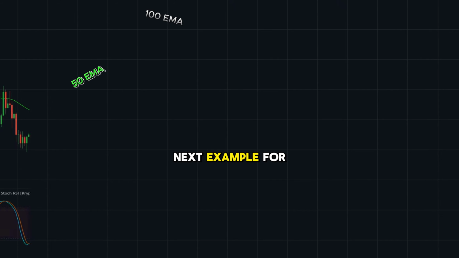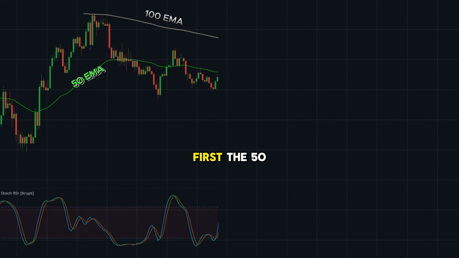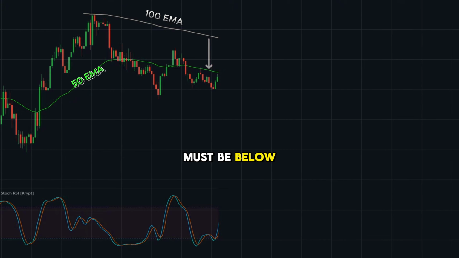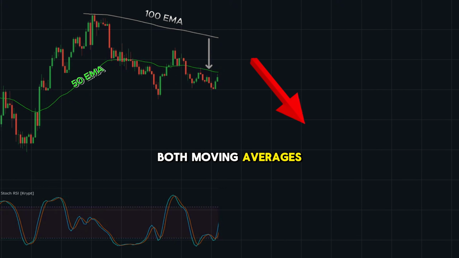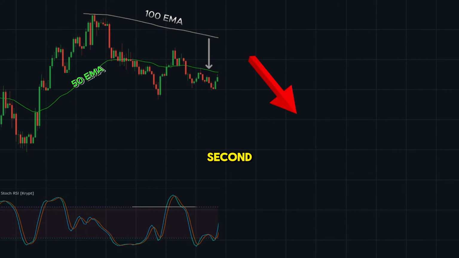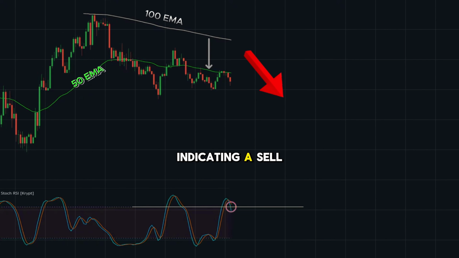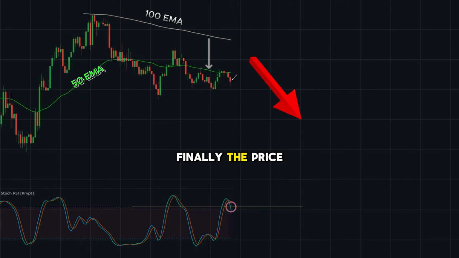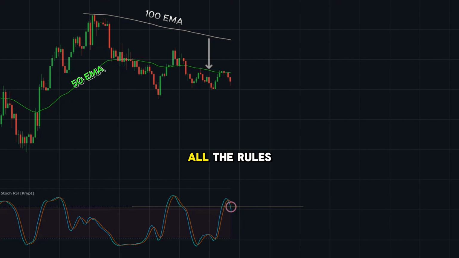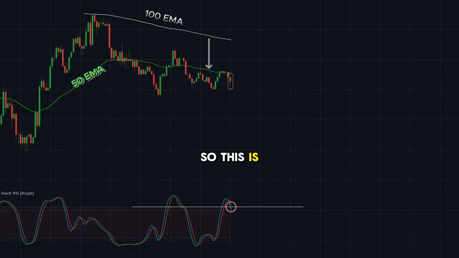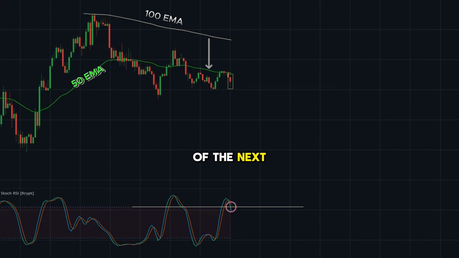This is the next example for entering a short trade using the mechanical strategy. First, the 50-period moving average must be below the 100-period moving average. Moreover, both moving averages should be sloping downward. Second, the stochastic RSI should cross below the 80 level, indicating a sell signal. Finally, the price action must close below the 50-period moving average. All the rules are met on this candle, so this is the candle where we will enter the trade. We will open a short order at the open of the next candle.